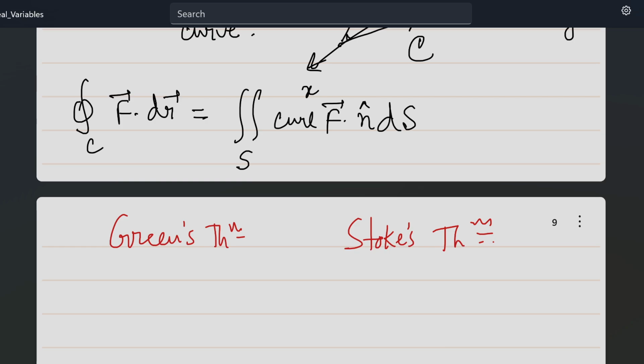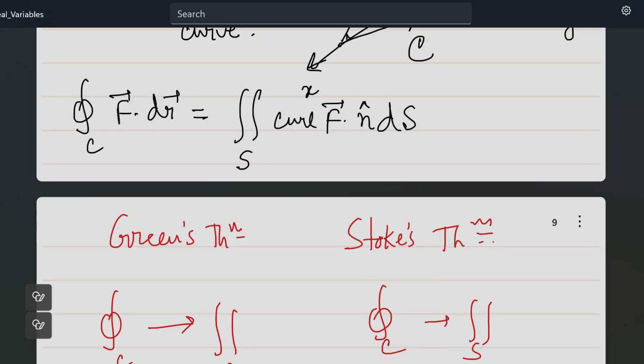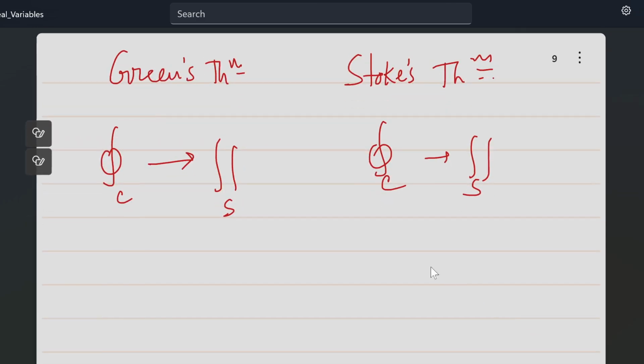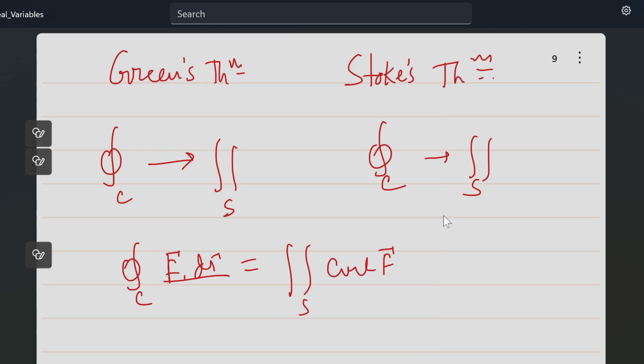Green's theorem means line integral to surface integral. Stokes' theorem is also the same: line integral to surface integral. You are changing the line integral into a surface integral. The integral of F dot dr equals the surface integral of curl F dot n hat dS. Green's theorem also says M dx plus N dy equals some surface integral of del N del x minus del M del y. So both are line integral to surface integral.